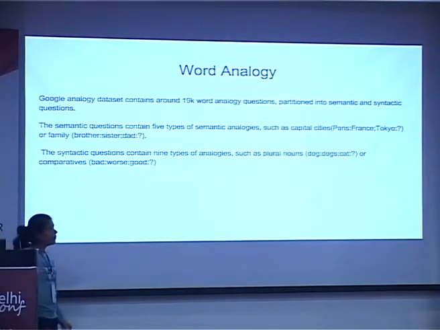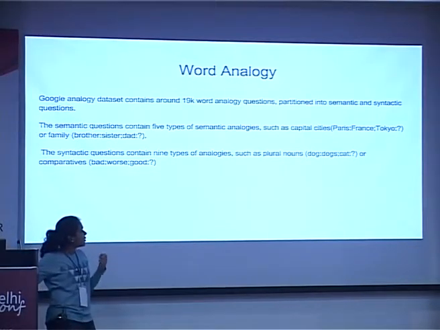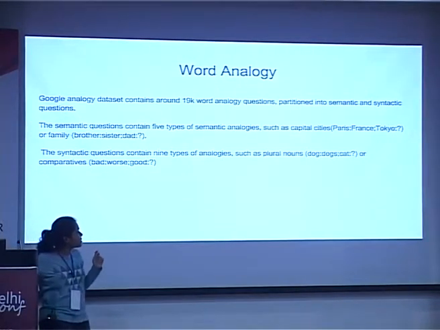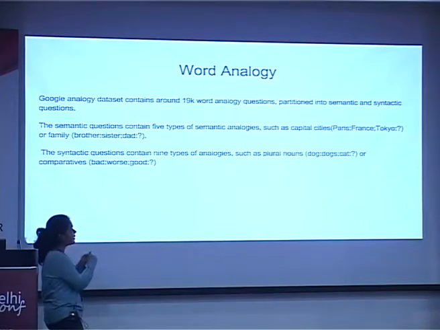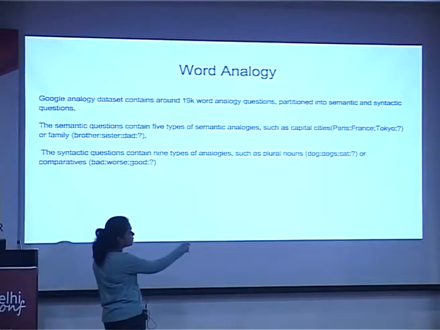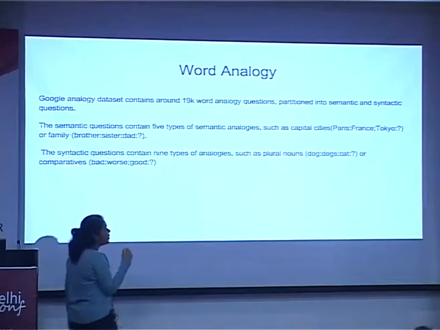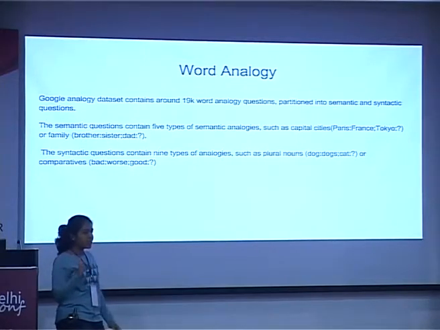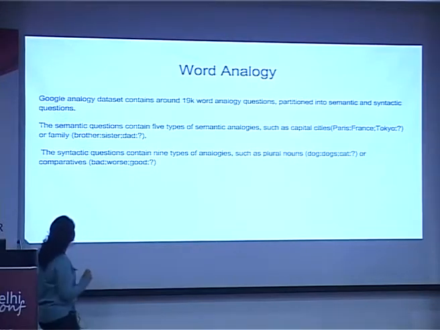The next test data I evaluated these three algorithms on was word analogy. It contains 19K analogy questions. An example is: Paris is to France as Tokyo is to what? Japan, obviously. So the algorithm has to predict that question word. So this is the test data.